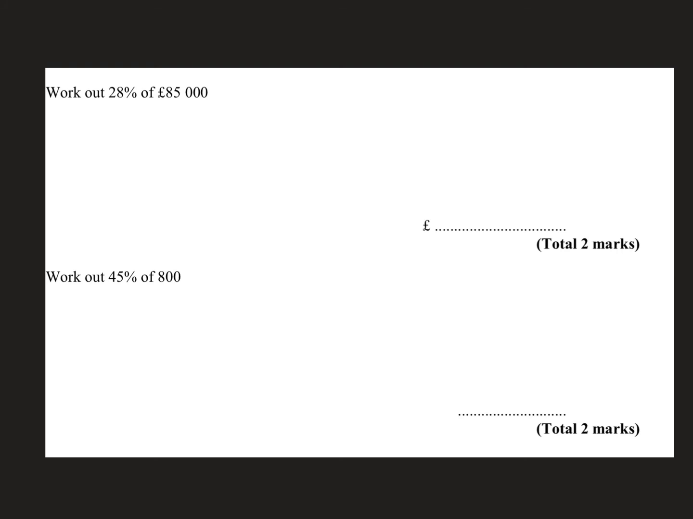Okay, so the first one, work out 28% of £85,000. So step 1, remember, change your percentage to a fraction. So that's 28 over 100. I'm not going to simplify that down because I don't think that's going to be any benefit to me. So I'm going to take my 85,000. I'm going to divide it by 100. So that means taking off 2 noughts. That's 850. I now need to times that by 28. So I'm going to write times by 28 below.